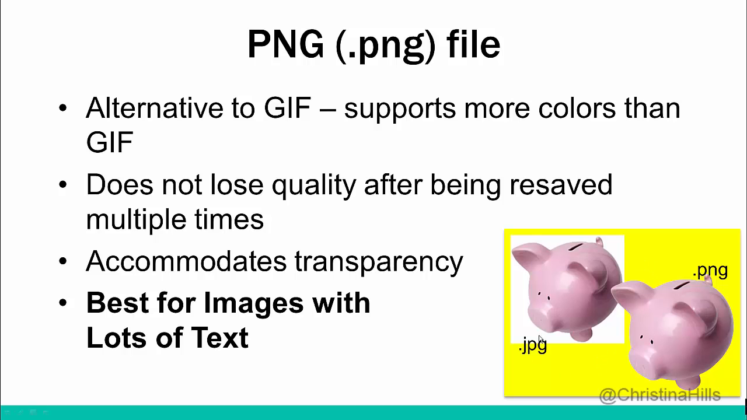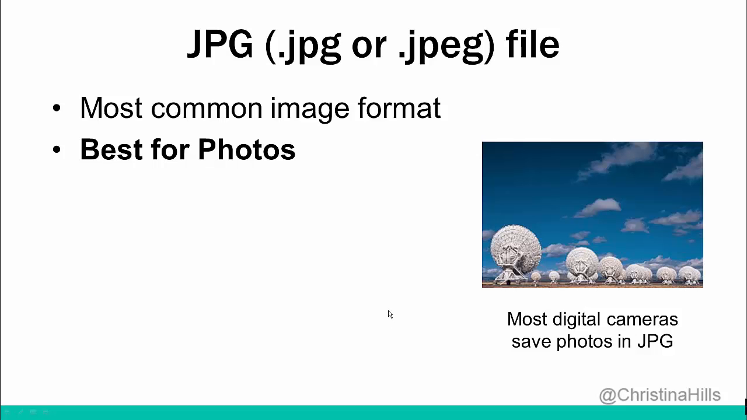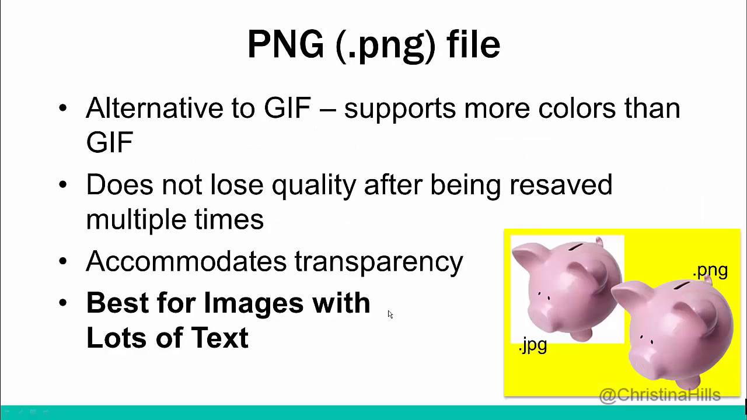It can also do transparency, meaning see how this little piggy is on top of the yellow versus this little piggy is on top of white, and it looks better if you've got a yellow background to have the piggy on top of the yellow. So that's the difference between JPEG, GIF, and PNG. So most of the time you want a JPEG or a PNG.